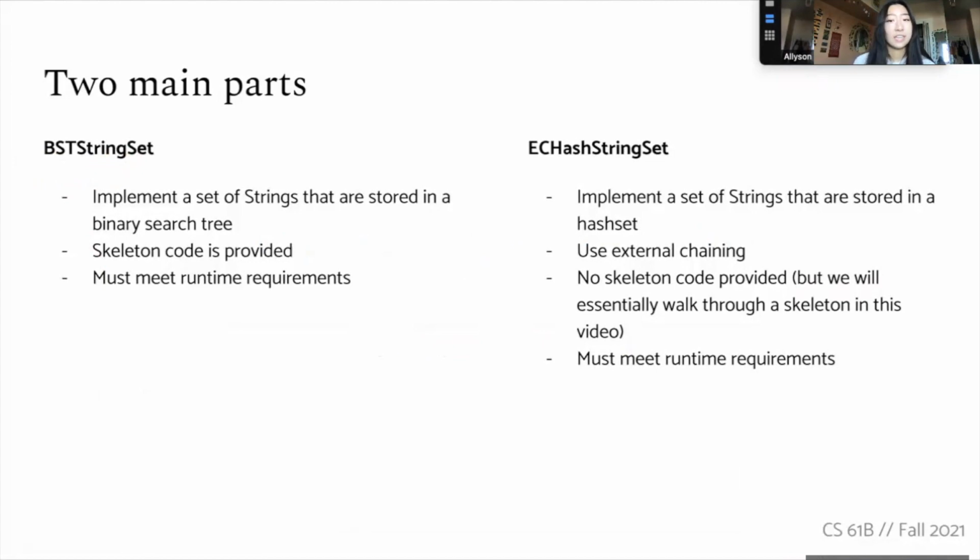Then we have the ECHashStringSet. Just like before, we're implementing another set of strings, but this time under the hood, they're stored in a hash set, not a binary search tree. We're going to have you use external chaining. That's what EC stands for. There is no skeleton provided, but we're going to essentially walk through a skeleton in this video if you end up getting really stuck. You also have to meet some runtime requirements again.